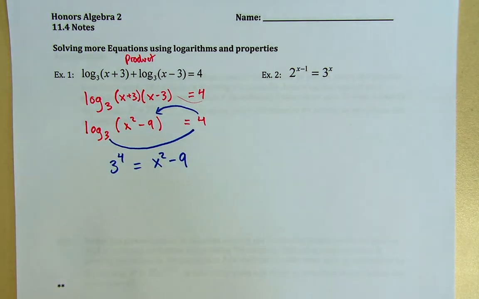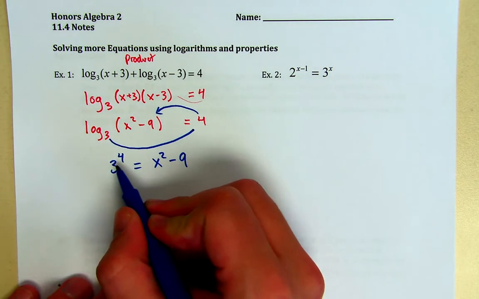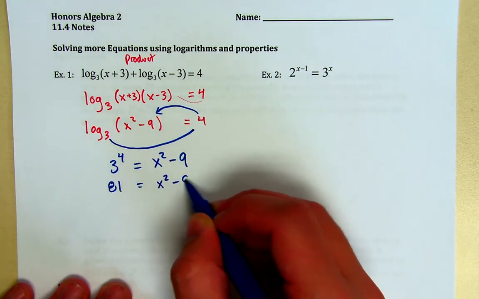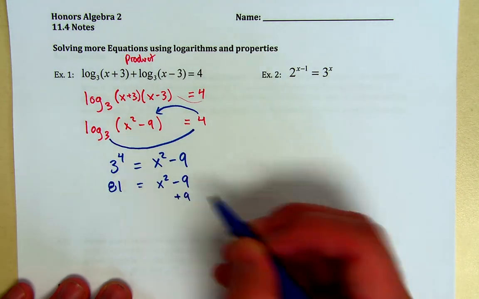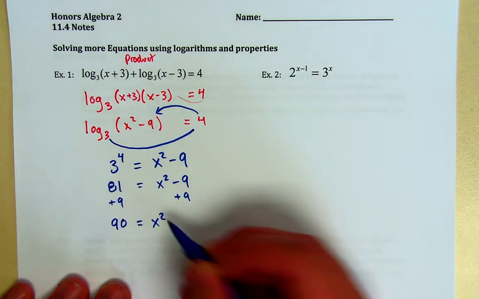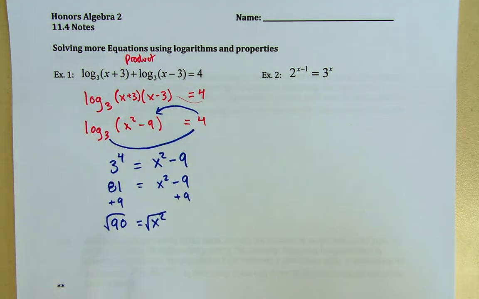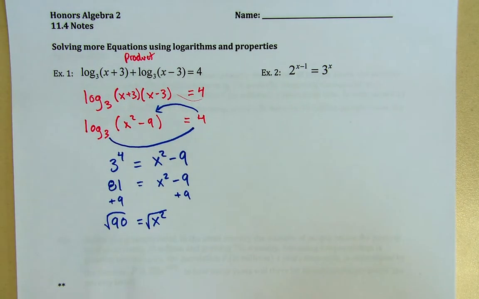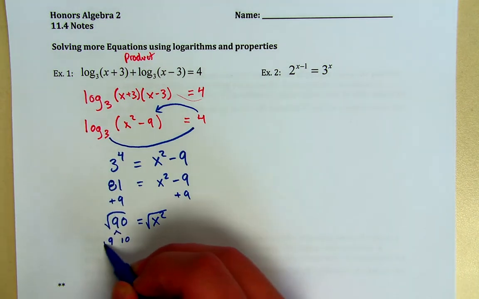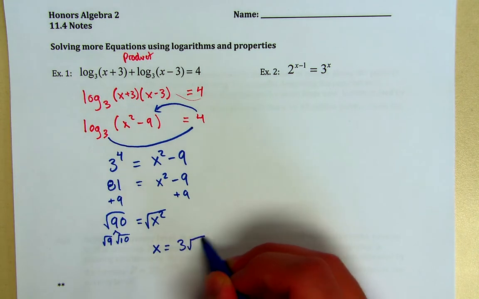Now all I have to do to finish this off is use inverse operations. Well, 3 to the 4th ends up being 81. 81 equals x squared minus 9. Add 9, we get 90 equals x squared. Go ahead and take the square root of both sides. In this case, 90 breaks down to 9 times 10, so I end up with x equals 3 square root 10.